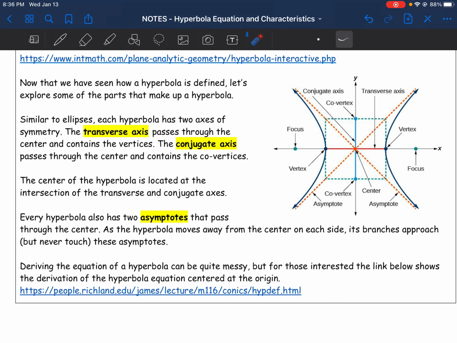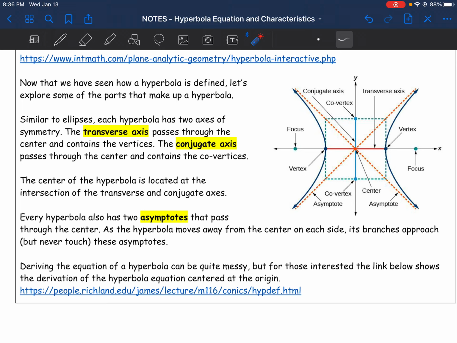The conjugate axis passes through the center as well and contains the co-vertices. So here's our conjugate axis, and the endpoints are the co-vertices. The center of the hyperbola is located at the intersection of the transverse and the conjugate axes. We can see that right here. Transverse axis, conjugate axis. We see the center is the intersection right there.